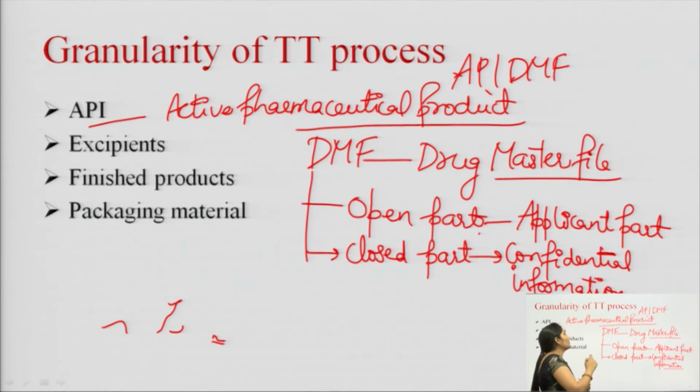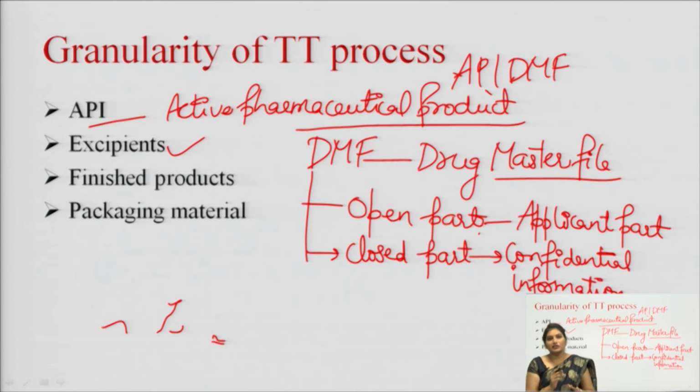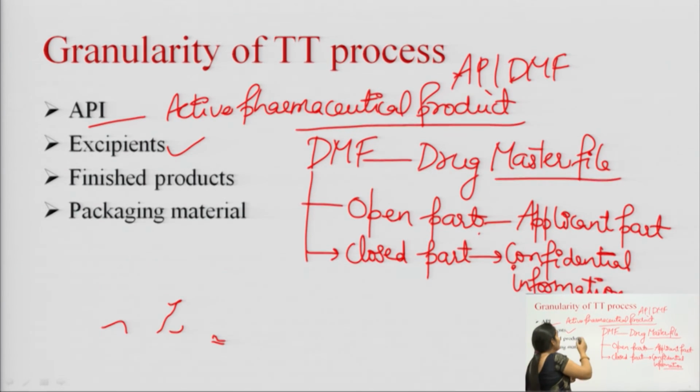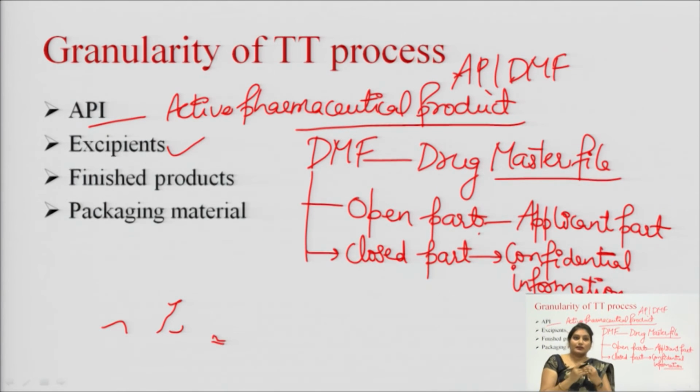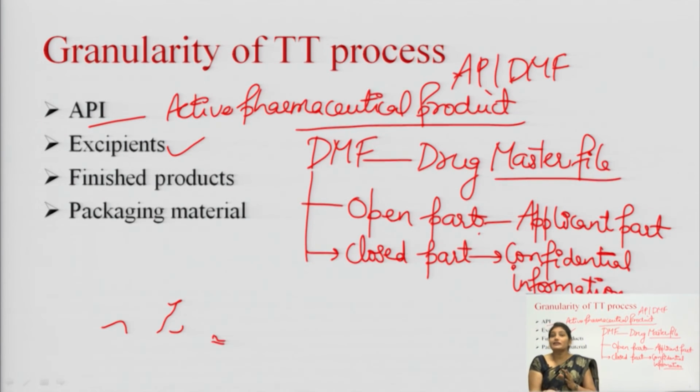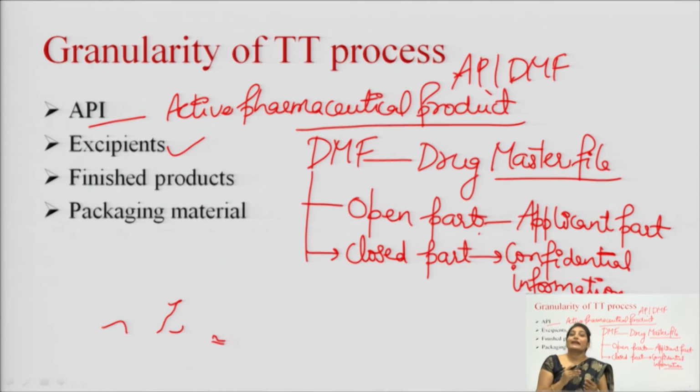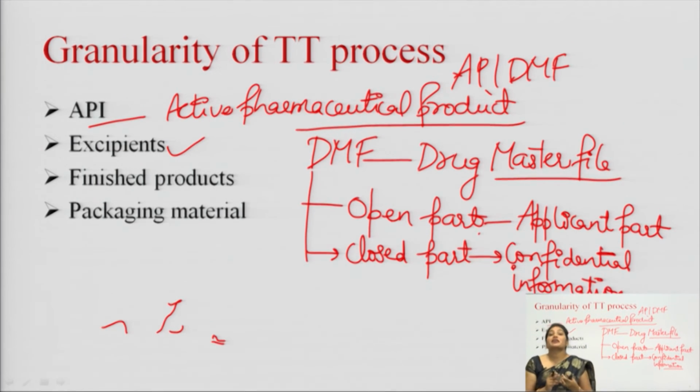Next is coming on the excipients. So, excipients also play an important role in the manufacturing of product, in the quality of the manufactured product, because these are also essential ingredients of the product. So, all the information related to API should be transferred. Likewise, the information related to the excipient solubility, excipient partition coefficient, excipient pH, excipient dissolution, excipient solubility profile, all this information should be transferred from the sending unit to the receiving unit.